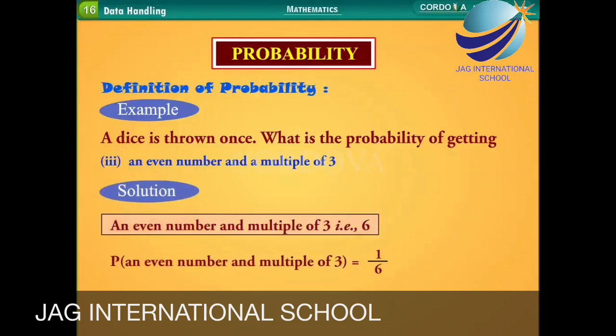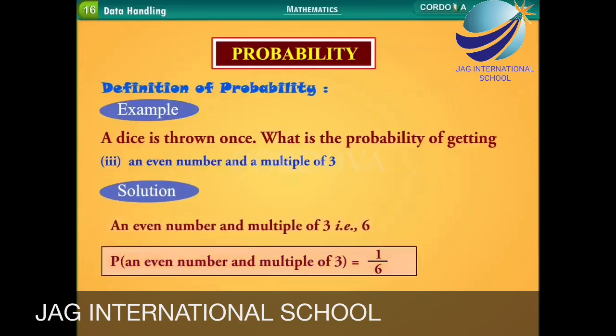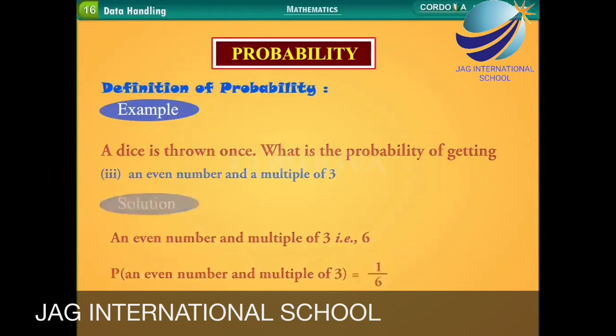An even number and a multiple of 3. Solution: an even number and multiple of 3, that is 6. P(an even number and multiple of 3) is equal to 1 upon 6.